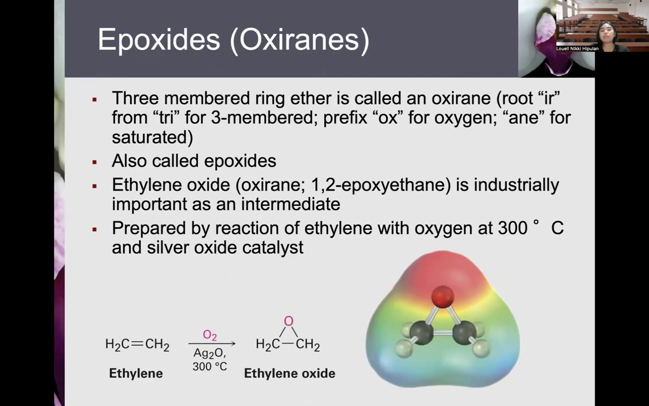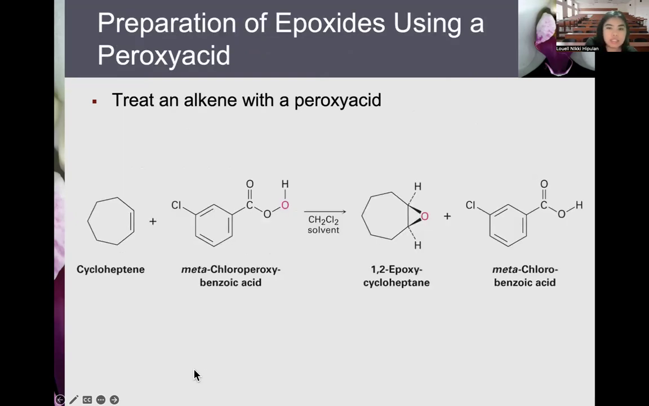Another term is epoxides. You call that epoxides. So this is an example. You have ethylene oxide. You can synthesize ethylene oxide from ethylene at high temperature using a silver oxide catalyst. And then this is how you prepare epoxides. I think this was already discussed to you during your prelim topics.